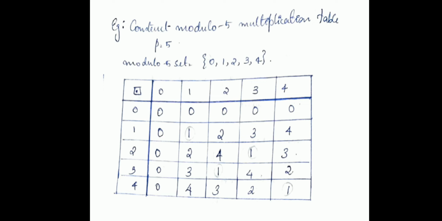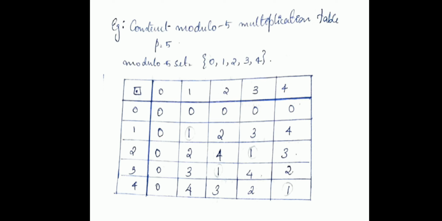Next, 3 into 1, 3. 3 into 2, 6, 6 minus 5 is 1. 3 into 3, 9 minus 5 is 4. 3 into 4, 12 minus 5 is 7, again it is greater than 5, so we need to do 7 minus 5, so it is 2. So if it is greater than 5, then you need to reduce that value one more time. So 7 minus 5 is 2.